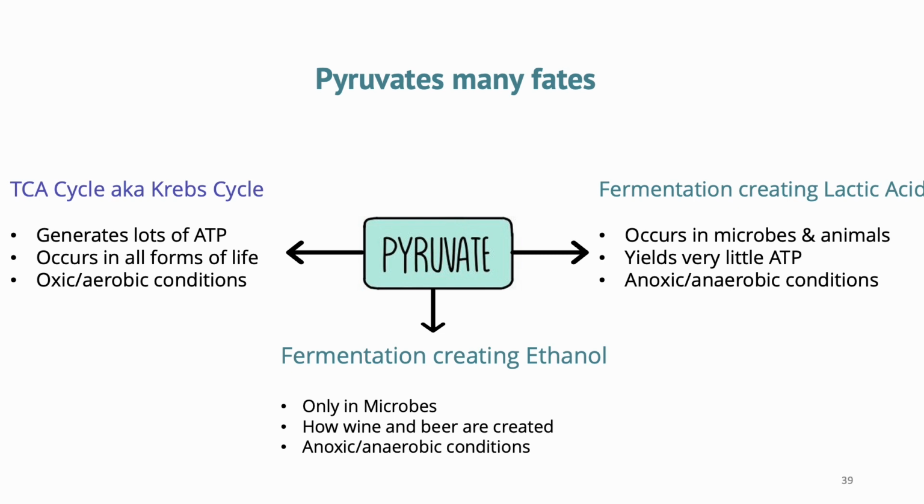Microbes can also do a different type of fermentation, which is how we get beer and wine. This kind of fermentation's byproduct is ethanol. This also occurs in anaerobic or anoxic conditions. Microbes can also convert pyruvate into 2,3-butanediol or other mixed acids, and they're extremely versatile.